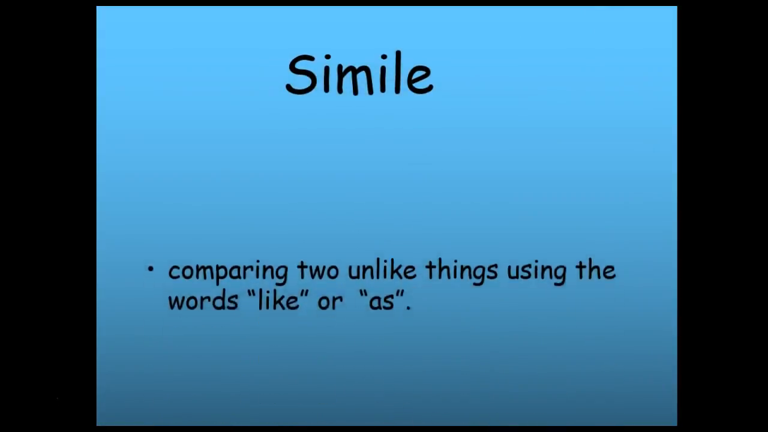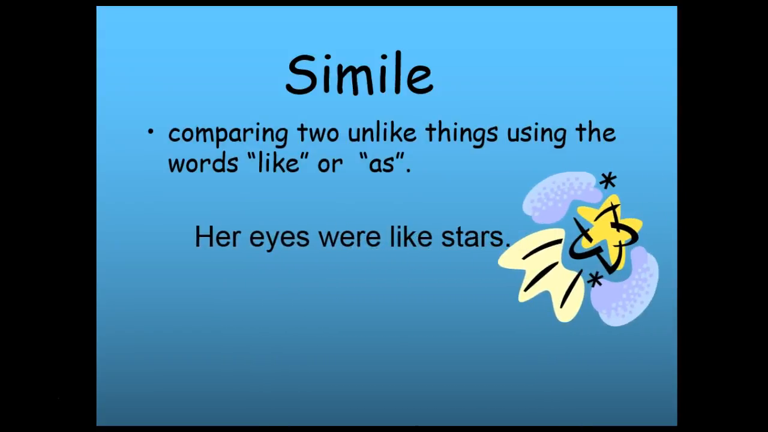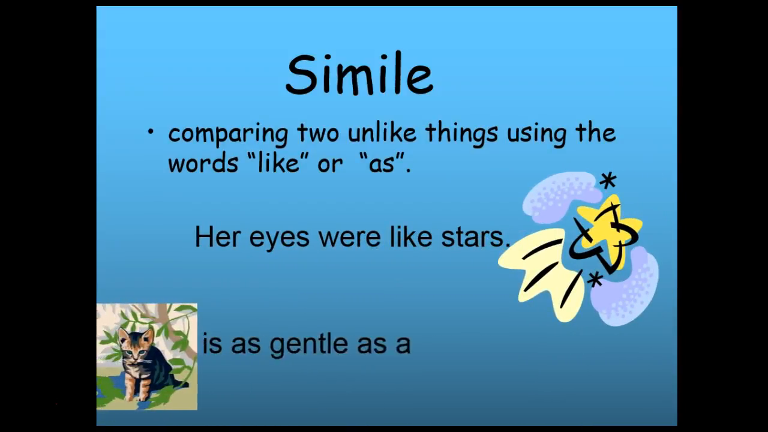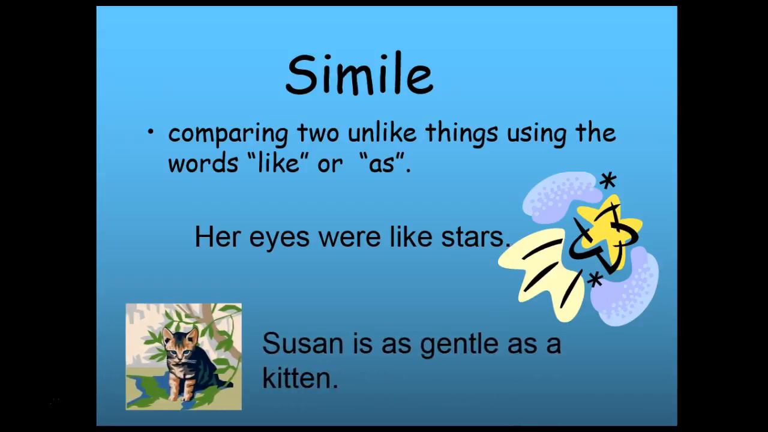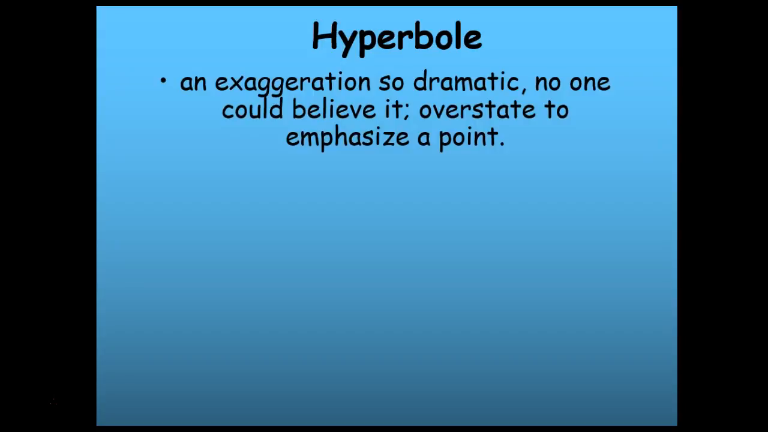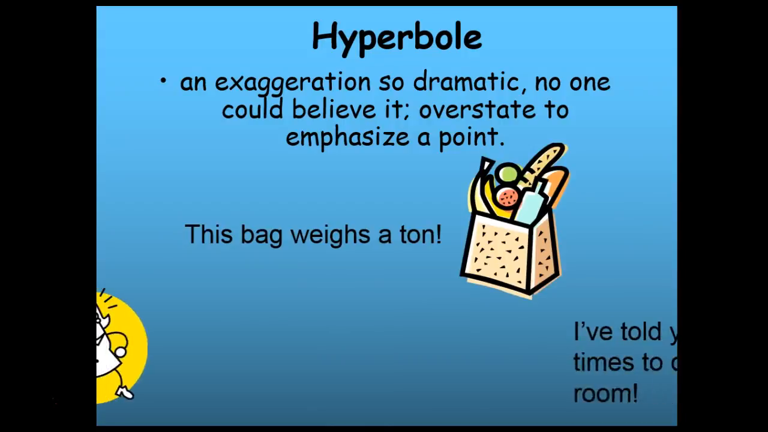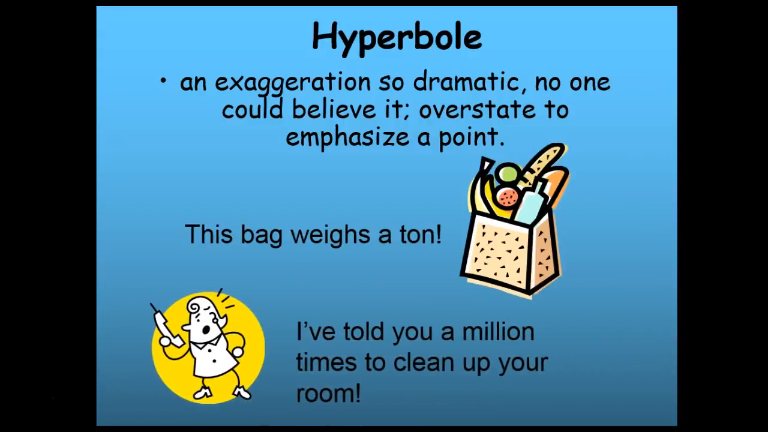So first we have our simile, and this is comparing 2 unlike things using the words like or as. Her eyes were like stars. Susan is as gentle as a kitten. Those are both great examples of a simile. Then we have a hyperbole, and a hyperbole is an exaggeration that's so dramatic no one could believe it. It's an overstatement to emphasize a point. This bag weighs a ton. Or, I've told you 1,000,000 times to clean up your room.